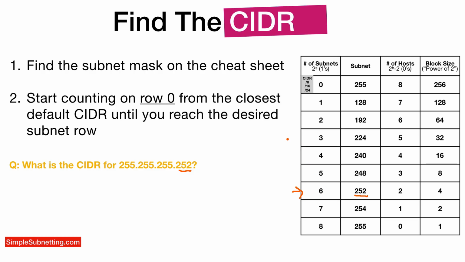Now, all you have to do is start counting from row 0, from the closest default CIDR, until you reach this row. For this one, I like to go 8, 16, 24. And since this is the first one without 255, it's this one. So the default is /24. So you go 24, 25, 26, 27, 28, 29, 30. So this subnet mask is also /30 CIDR, and that's the answer.